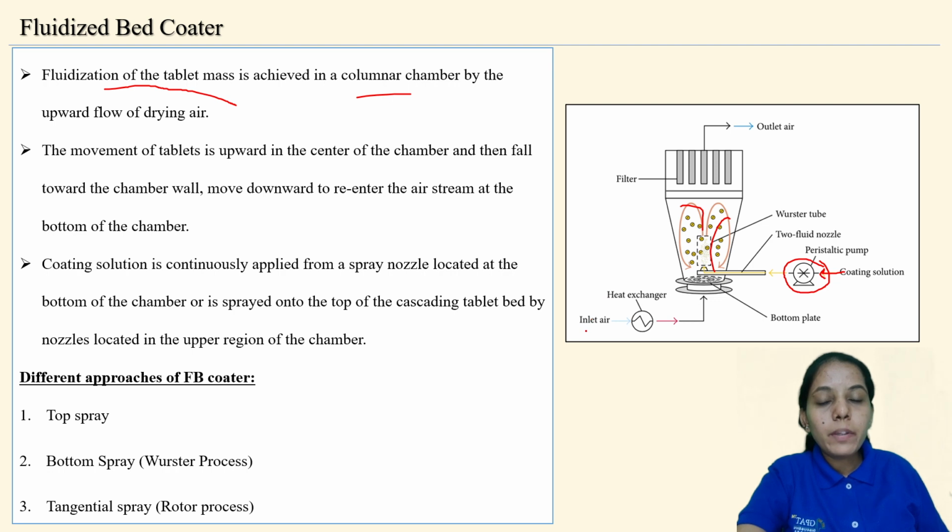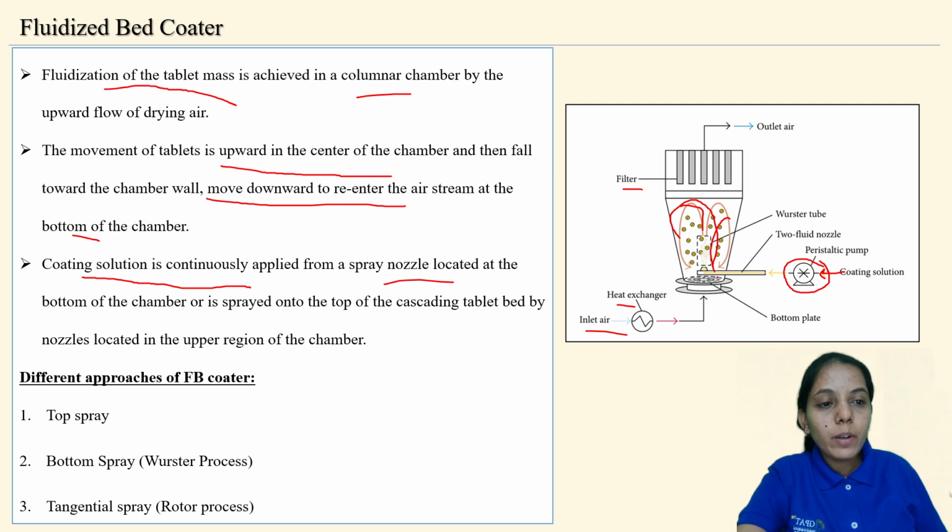Inlet and outlet will be there for heat exchange. And these are the filters. Now see, the movement of the tablets is upward in the center of the chamber. From here it goes upward in the center, and then falls towards the chamber wall. It moves downward to re-enter the airstream at the bottom of the chamber, for the drying process. Next, the coating solution is continuously applied from a spray nozzle. This is the spray nozzle.